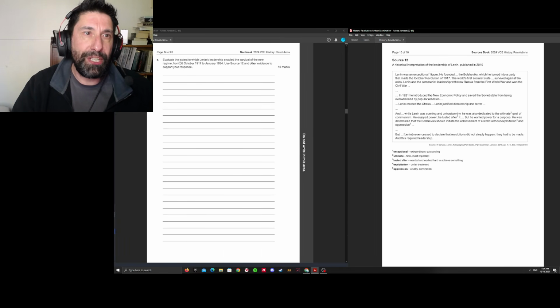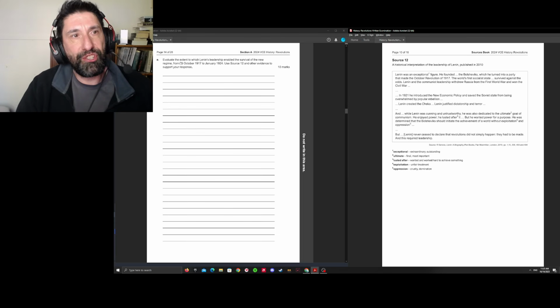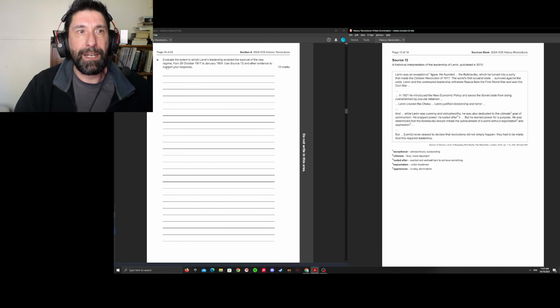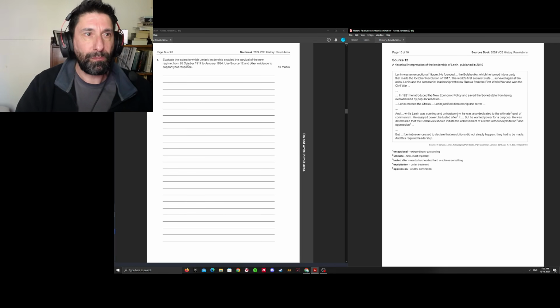Now, this is an evaluate question. Evaluate the extent to which Lenin's leadership enabled the survival of the new regime. So this is a judgment question. You have to make a judgment about how significant Lenin's leadership was in enabling the Bolsheviks to maintain their authority in Russia after the October Revolution.